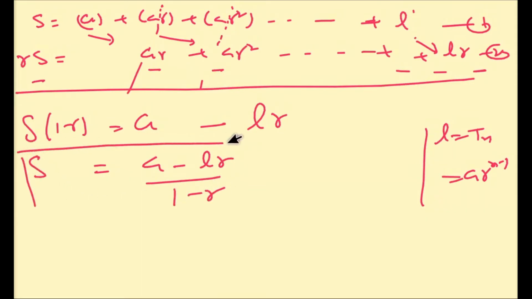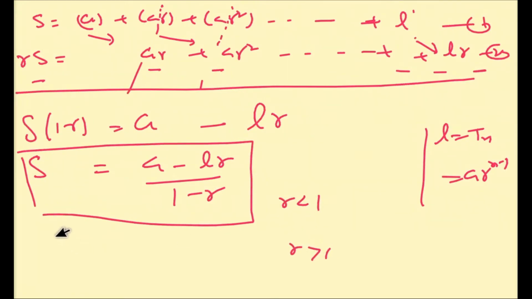This is the sum of n terms if r is less than 1. If r is greater than 1, we should use (lr minus a) upon (r minus 1). So r minus 1 will be positive, so we use it this way if r is greater than 1. Okay, student.